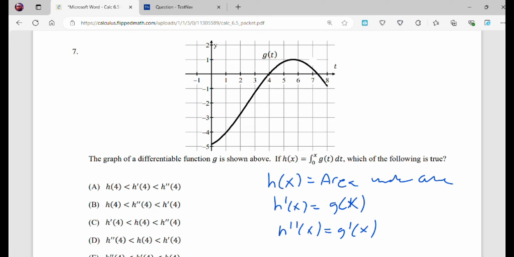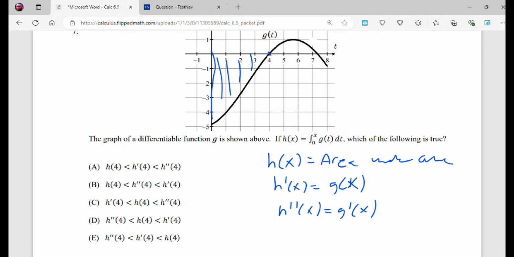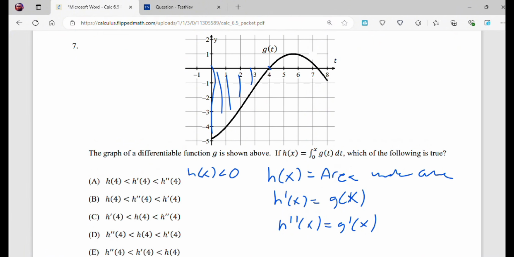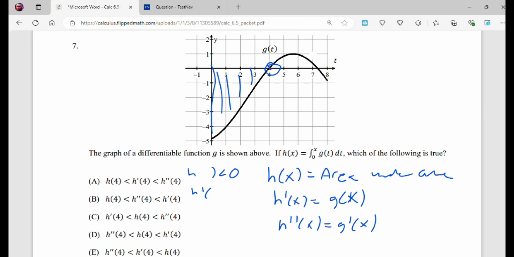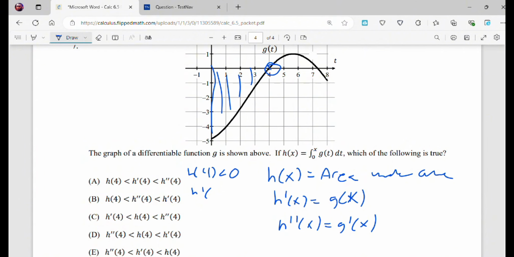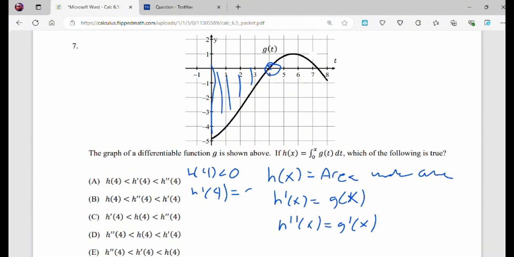So from 0 to 4, right? H of 4 is the area under the curve from 0 to 4. So from here to 4. So right off the bat, we see a huge negative area because our area is negative. It's below the x-axis. So h of x is less than 0. H prime of 4 is equal to g of 4. G of 4 is right here. That's going to be 0. So, and I should say rather h of 4, not h of x. H of 4 is less than 0. And h prime of 4 equals 0.